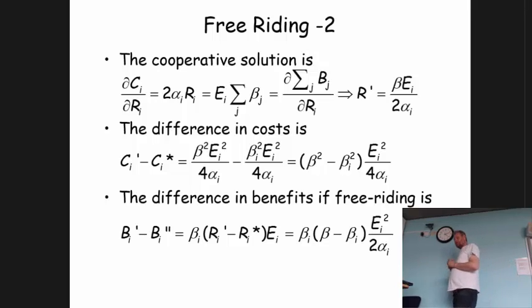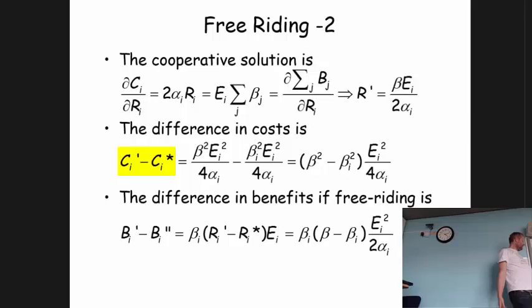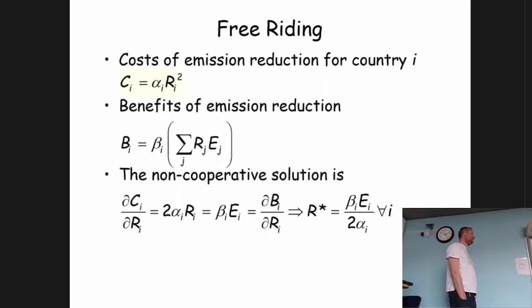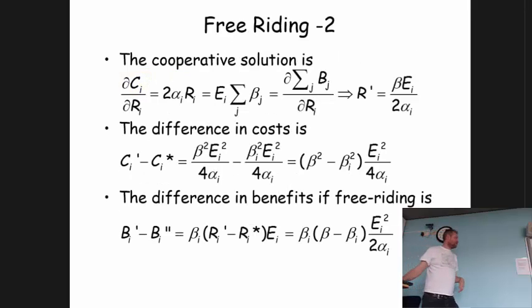Now the question of free riding, as I said, is one country considers what would happen to my costs and my benefits if I stop cooperating, but the rest continues to cooperate. So what is the difference in costs? It's essentially cooperative costs minus non-cooperative costs, C prime minus C star. Cost function is alpha R squared.